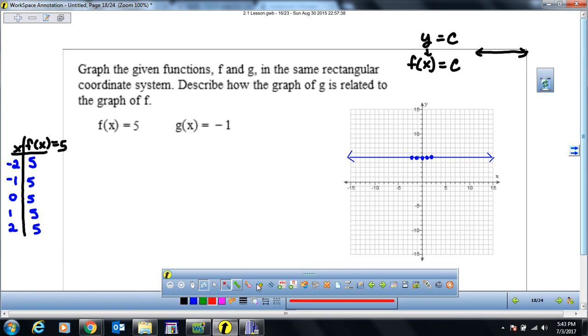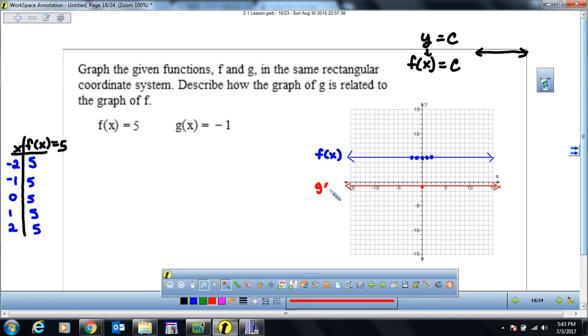Okay. Now we're going to do the exact same thing here. g of x equals -1, so this is f of x. Let me put a little note here. g of x equals -1 would be a horizontal line through the -1 down here on the y-axis. So we're going to have a horizontal line at this location. That's what that one is going to be.